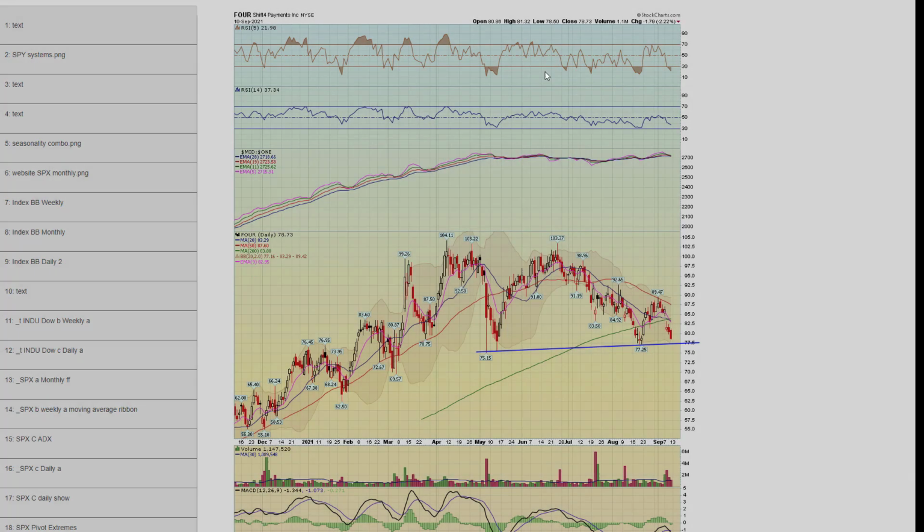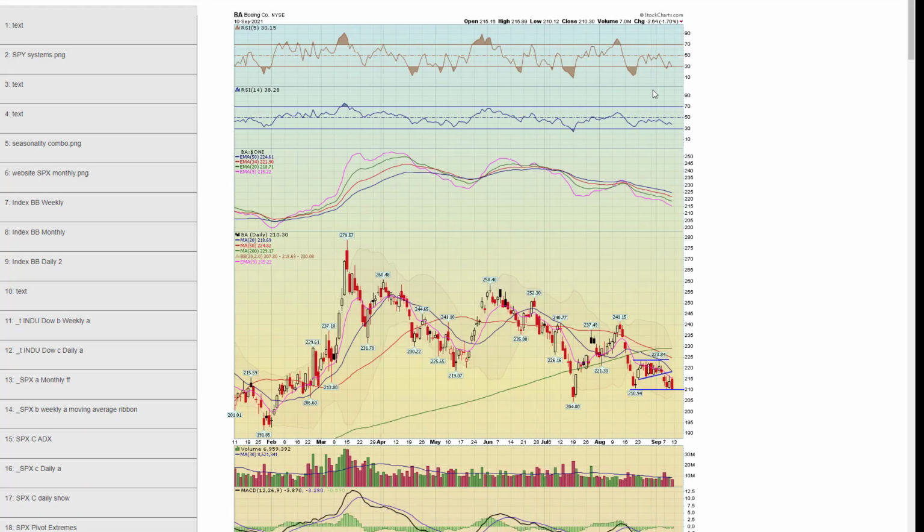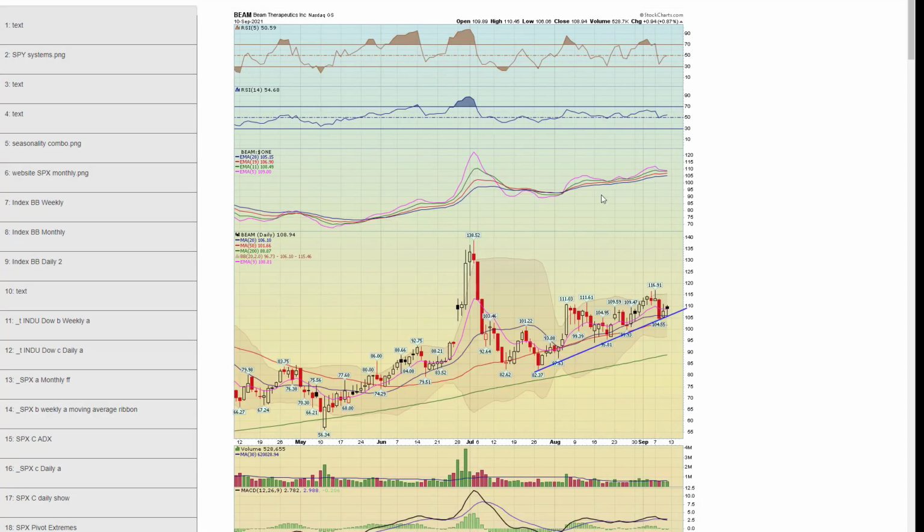Next, Jabber 112, EVRI, another potential short. If it loses this trend line confidently, maybe down to the 200-day moving average could be a target. Next, Jabber 113, Boeing also looks quite weak on this shelf support. Next, Jabber 114, Beam. This could be a long with a stop below the trend line or a short, either one.